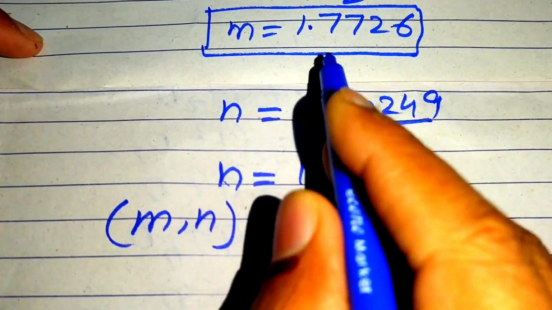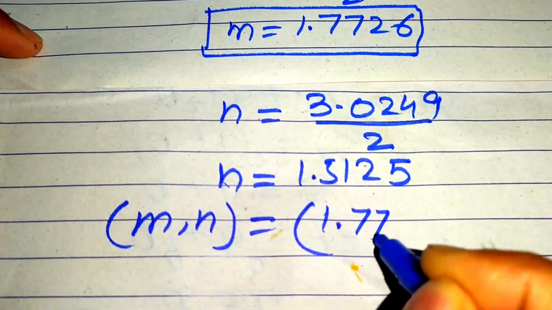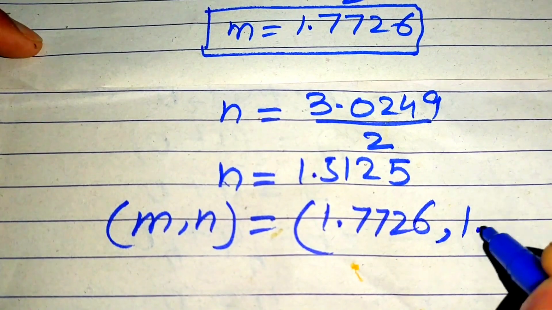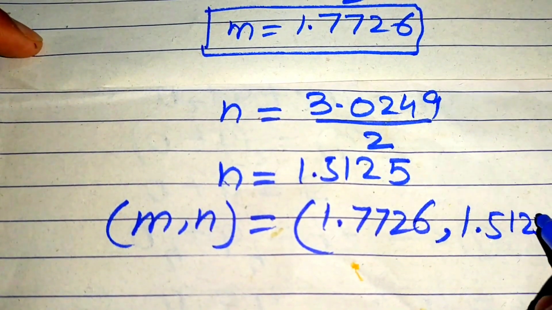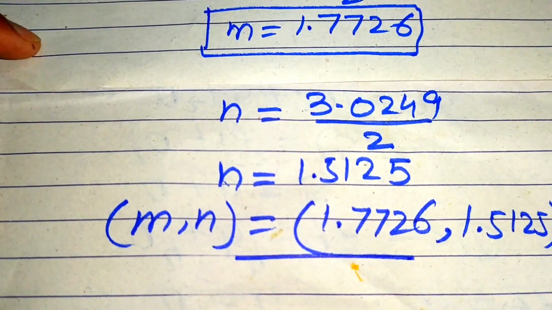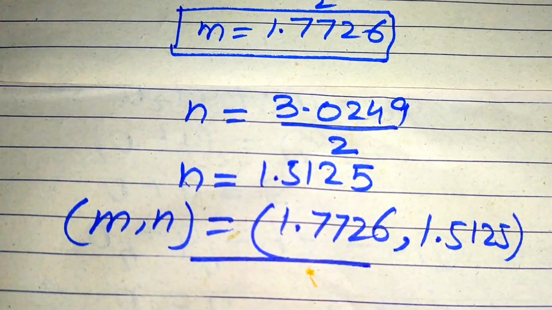So finally we get the values of m and n in this form. The value of m is 1.7726 and the value of n is 1.5125. So this is our final answer.